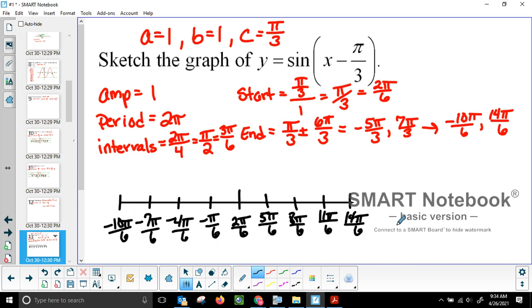All right, now, where would 0 be on this number line? Between what and what? Yeah, exactly, between a negative and a positive. That's where 0 always is. Which one is it going to be closer to? Negative pi over 6, right? So my y-axis is actually going to be somewhere like here.